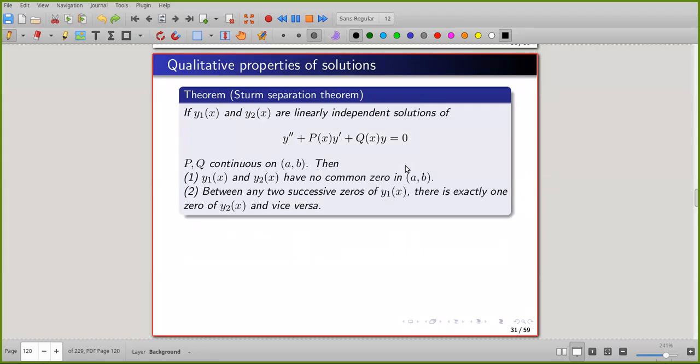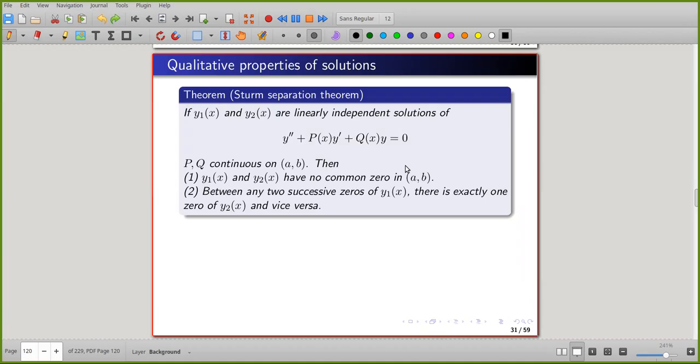The first theorem we are going to prove today is the Sturm separation theorem. It says that if y1(x) and y2(x) are linearly independent solutions of y'' + p(x)y' + q(x)y = 0, so this is an ODE, and p(x) and q(x) are given to be continuous functions on the open interval (a, b), then y1(x) and y2(x) have no common zero in the open interval (a, b).